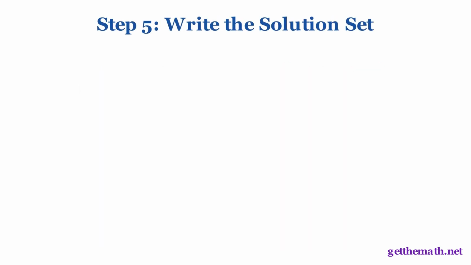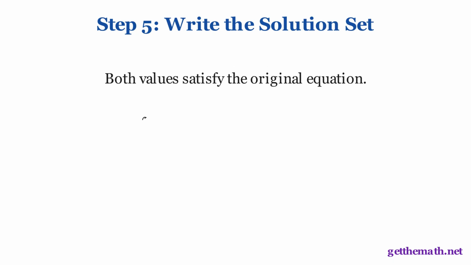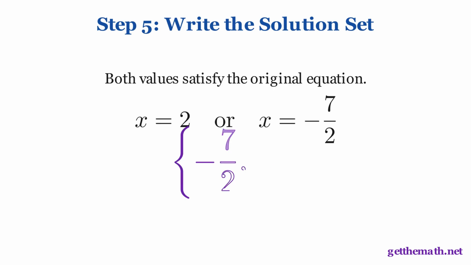Step 5, write the solution set. Our two solutions are x equals 2 and x equals negative 7 halves. The solution set is negative 7 halves, 2.